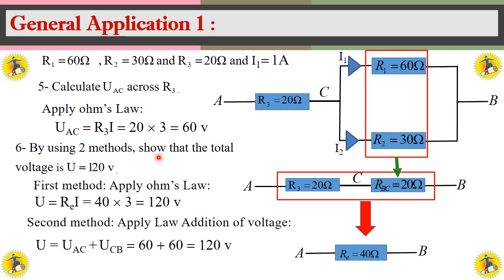By using two methods, show that the total voltage is U equals 120. First method, apply Ohm's law. I have the total current and the total resistance, so I multiply them to get 120. Second method: AC and BC are in series, so the voltages across AC and BC, I add them to find the total voltage. UAC plus UBC equals 120.